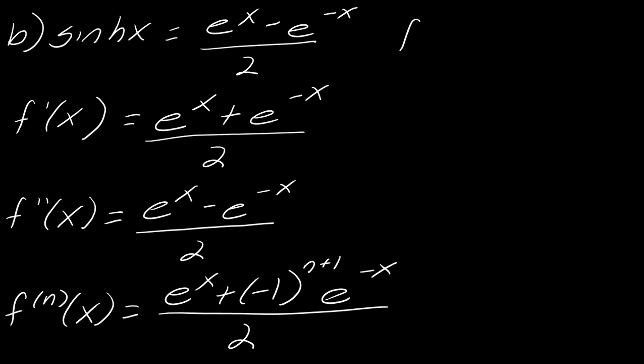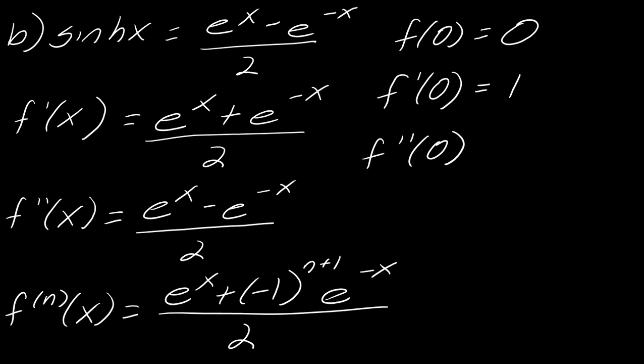Okay, cool. So now let's go ahead and plug in all of our zeros. So this first function is my f of x. If I plug 0 into this, e to the 0 is still 1, so 1 minus 1 over 2, so this is 0. F prime of 0, if I plug 0 into this, this becomes 1 plus 1 over 2, so that's 2 over 2, so this equals 1. And then if I go back to f double prime, this is e to the 0 minus e to the 0, so this will be 0 again.